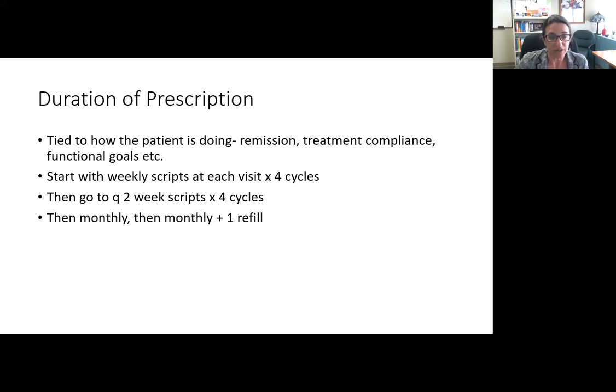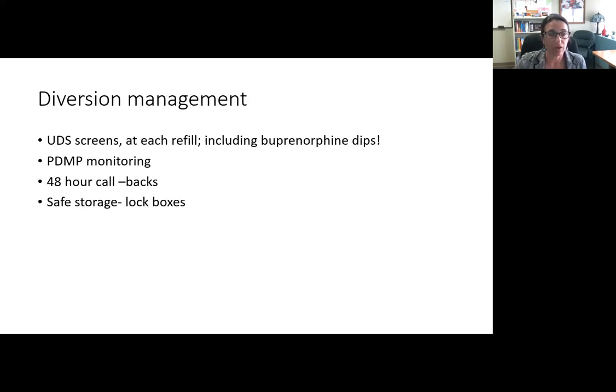And then in terms of the prescription, we start with weekly prescriptions here. Now, this isn't a rule. This is how we do it at our clinic, and so you would need to assess what works best for yours. But we usually see people back weekly for, I would say, 2 to 4 cycles, and then go to 2-week prescriptions if they seem to have stabilized on their dose. Then monthly with a refill, and I would say up to 2 refills. We usually check in with people every 3 months. That would be the most that we'd go.